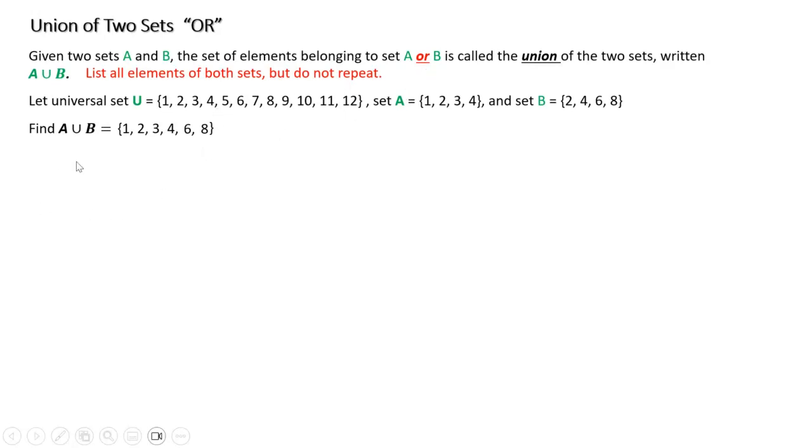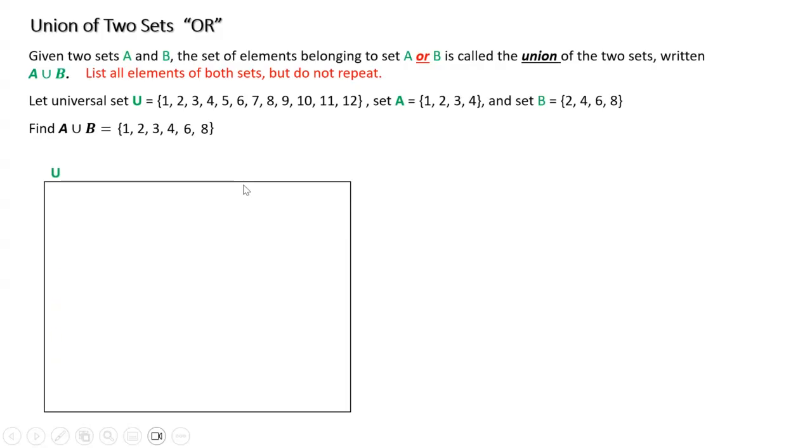I always start with the one that they give me first. I put all the elements there, which was 1, 2, 3, 4. And then I go to the other set being considered, which was set B, and if the element's already in there, you don't put it twice. And then the elements that are not there, you do put them in there.